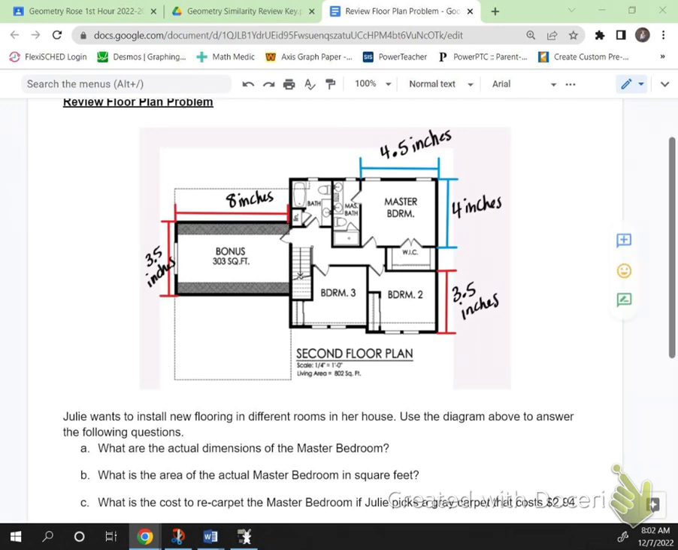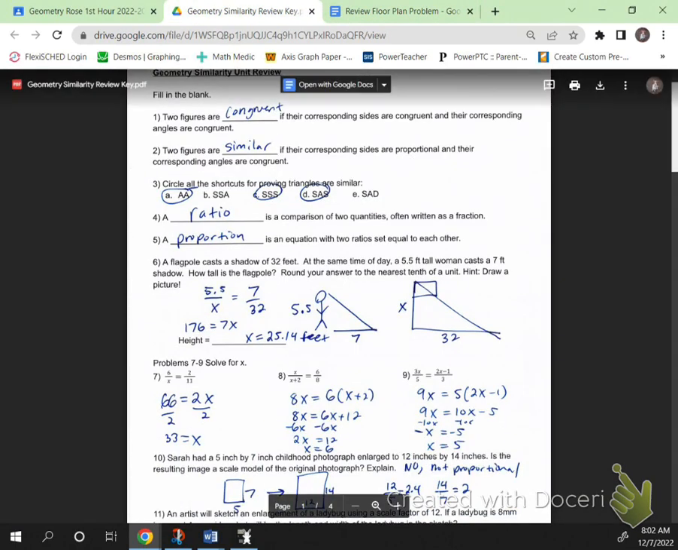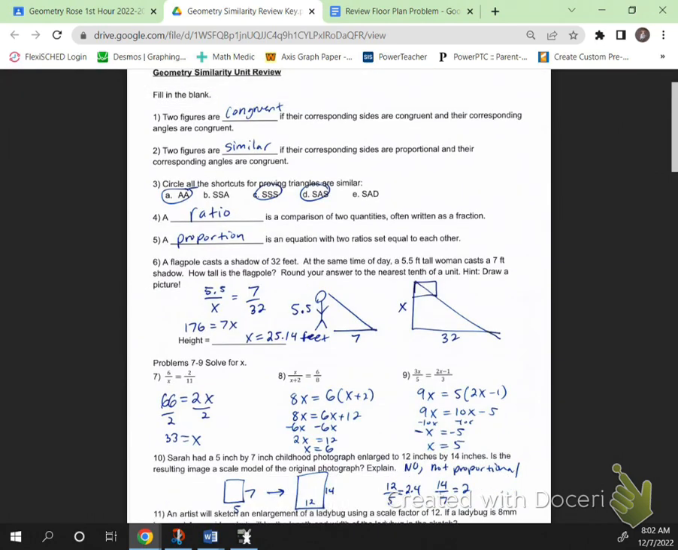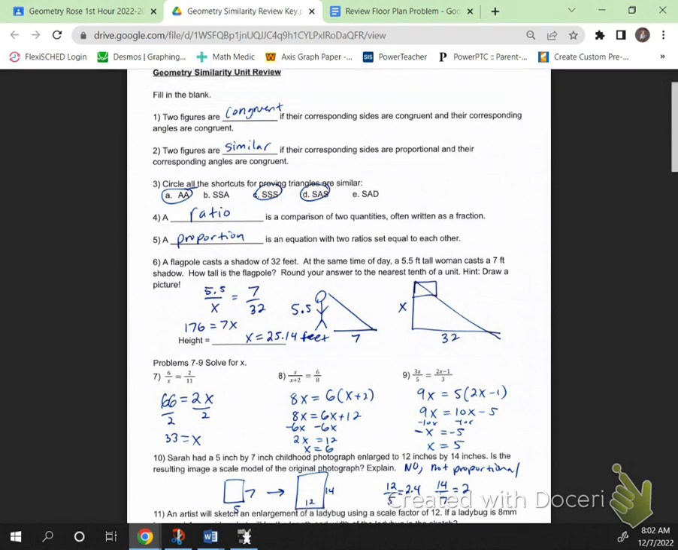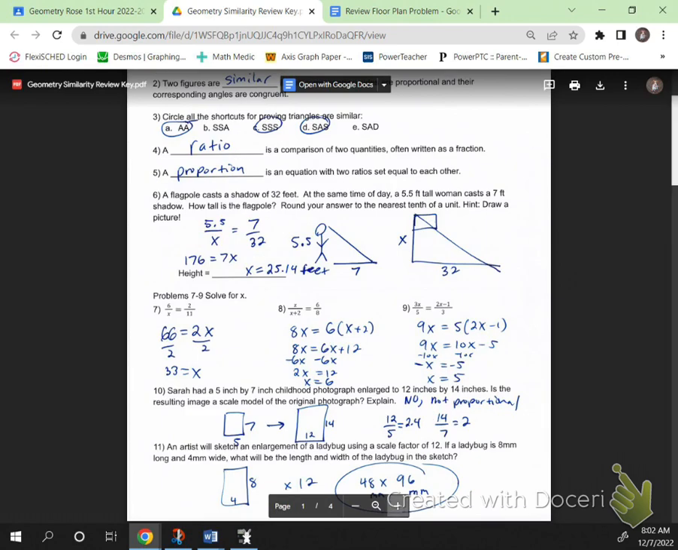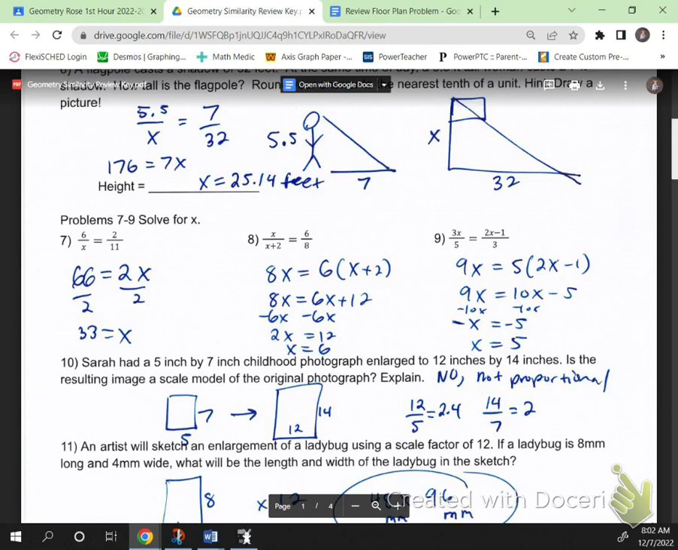Okay, today we are going to finish up this review. I did want to start by checking our work. I think we did 1 through 5 together. It should be congruent, similar. For number 3, you should have circled A, C, and D. Number 4 is a ratio. Number 5 is a proportion. Can you check 6, 7, 8, 9, 10? Start checking our work. Let's see if we have any questions.